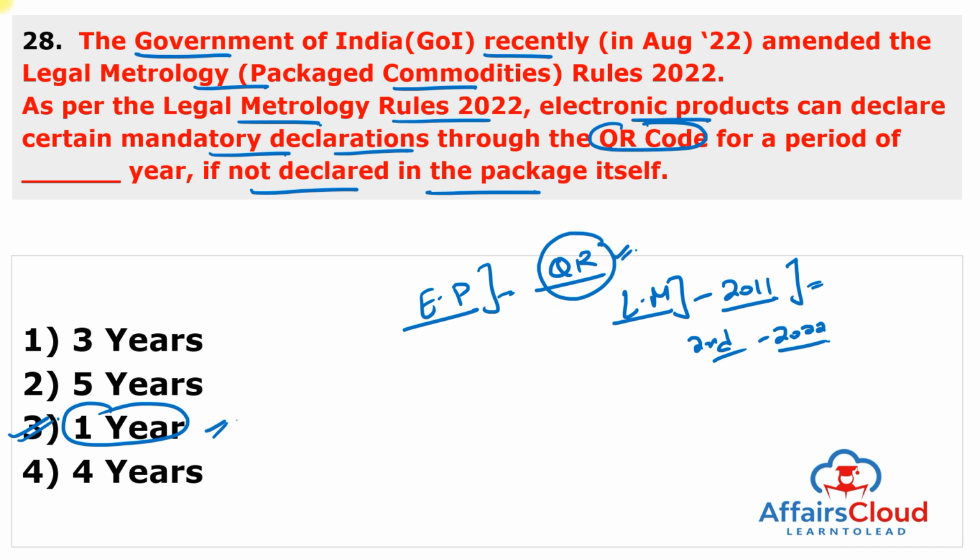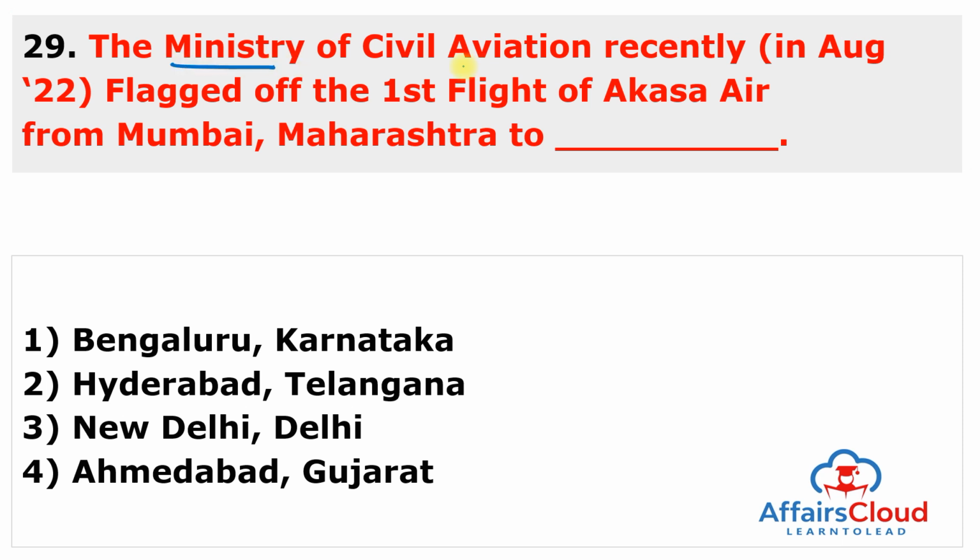Moving to next question. The Ministry of Civil Aviation recently flagged off the first flight of Akasa Air from Mumbai to dash. So it is Mumbai to Ahmedabad. Answer of this question is 4.